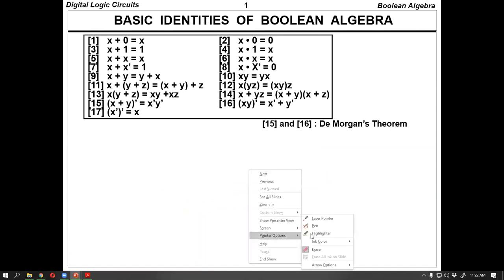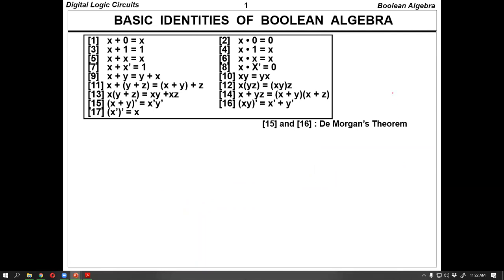Now, second time we start again with our first law: x plus 0 is equal to x. Why is x plus 0 equal to x? Just prove this. X plus 0 is equal to x.